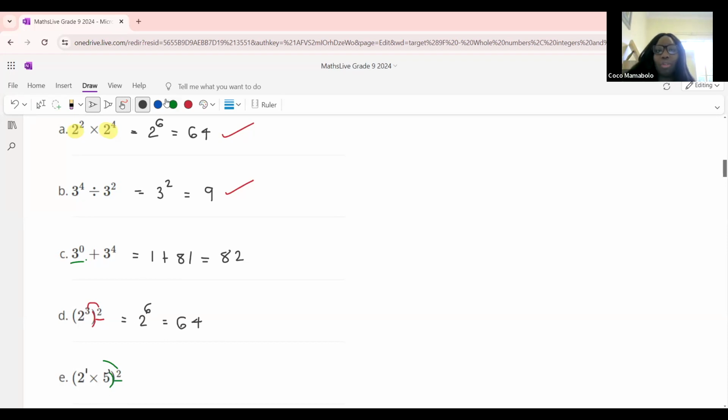So both of these have 1. Now I'm going to get 2 times 1 and 2 times 1 there. So I'm going to keep my bases. So I'm going to write 2 to the power of 1 times 2 will give me 2 times 5 to the power of 2. 2 to the power of 2 is 4 times 5 to the power of 2 is 25. And that is equal to 100. That's the final answer we're looking for.